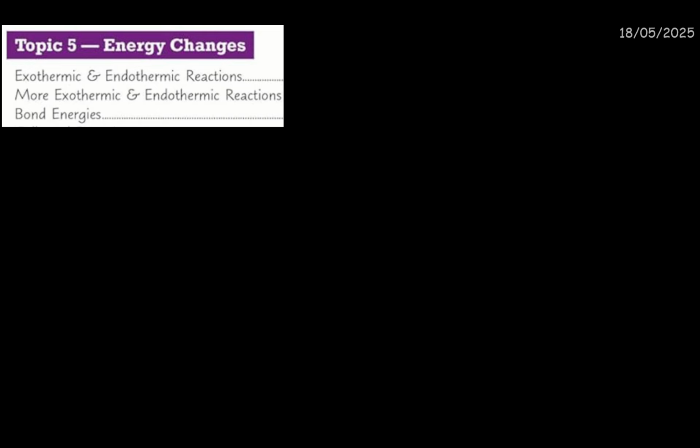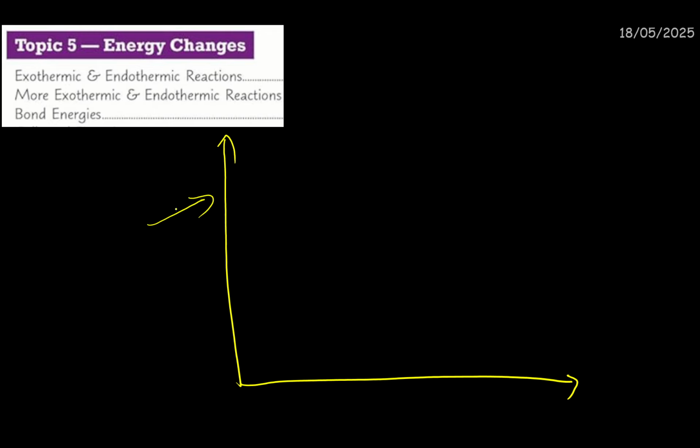Now, this is all about your exothermic, endothermic reactions. We've done it before, but let's recap it before the exam. Exothermic releases energy and endothermic takes in energy. We need to know the type of graph. So on the y-axis, what do we have on the y-axis, David? So progression of reaction is here, and here we have energy.